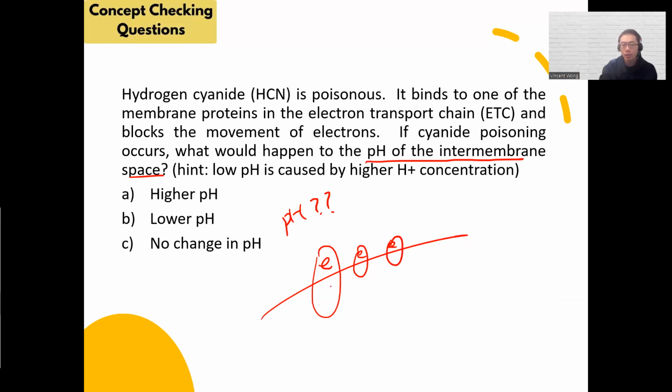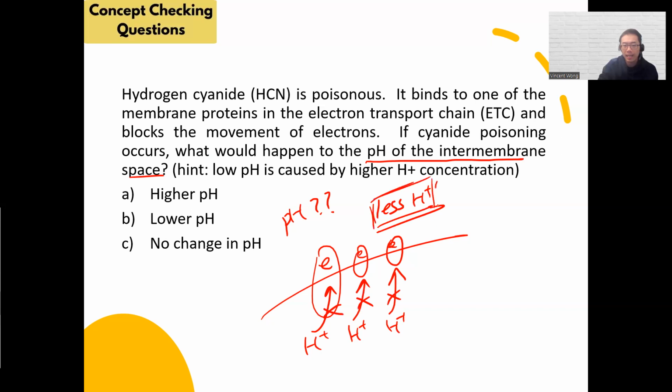ETC is blocked, which means, are we pumping H+? Are we able to pump H+ over? Yes or no? No. No, right? This is all blocked, right? Okay, so you cannot pump H+ into here. You have less H+. Okay, less H+. Less H+ means higher pH or lower pH? According to the hint, low pH is caused by higher H+. So that means less H+ is going to cause a higher pH. Do you understand?